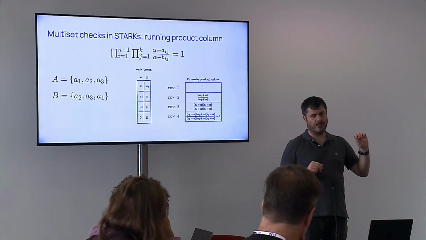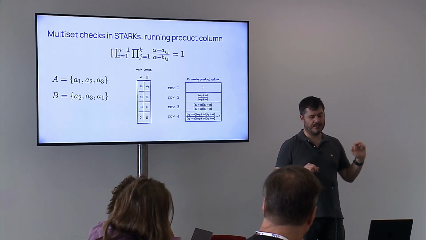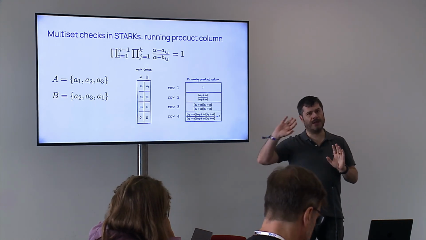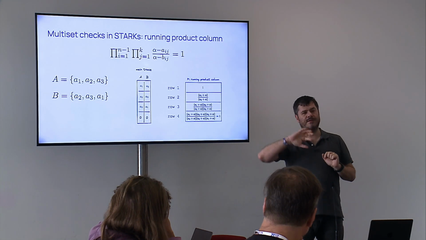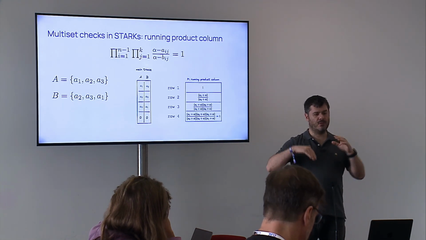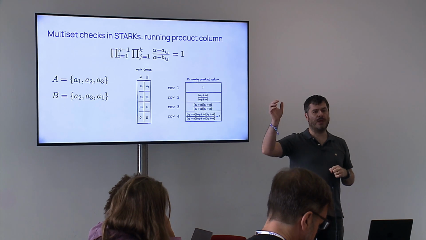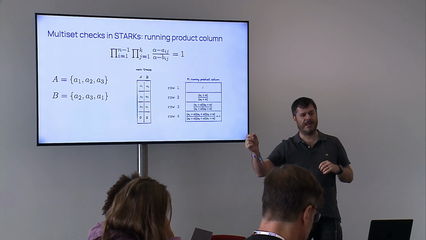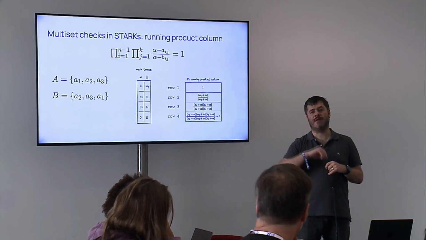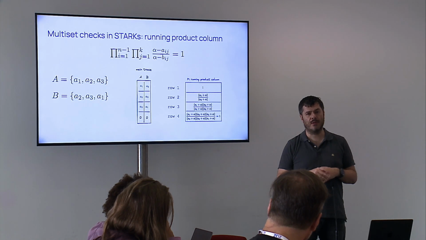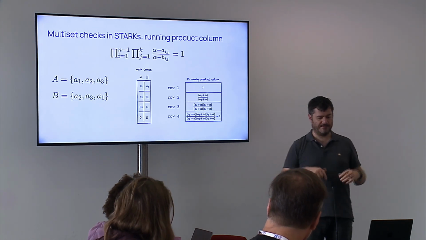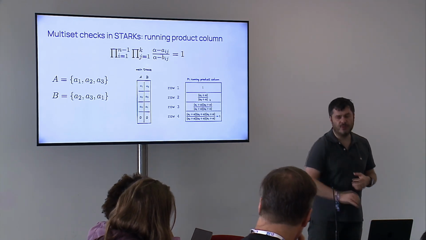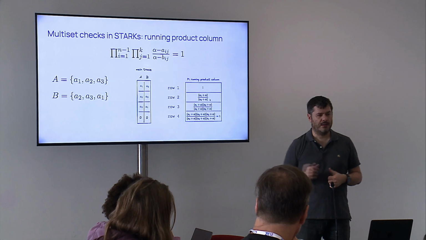What we want is a running product column where, whenever we have something on the left-hand side of the multi-set check, it gets multiplied into the column. And whenever we have something on the B side of the multi-set check, we divide it out of that column. This column starts at 1 because there is nothing that we compare against, and then as we go row by row, we either multiply values in or divide values out of that running product column. And if the sets are equal, by virtue of the formulas that you can see here on the right-hand side, you should end up with 1 at the end.